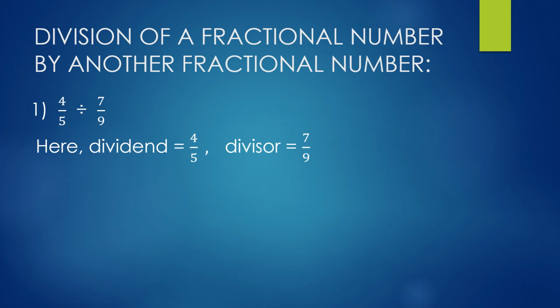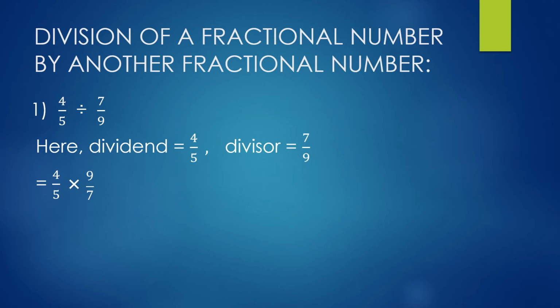So write down 4 upon 5 as it is and change division to multiplication. So write down multiplication sign. Then write down the reciprocal of the divisor, and the divisor is 7 upon 9 and reciprocal of 7 upon 9 is 9 upon 7. So write down 9 upon 7. Here I see the digits are not divisible by same number. So do the multiplication. Numerator by numerator and denominator by denominator.